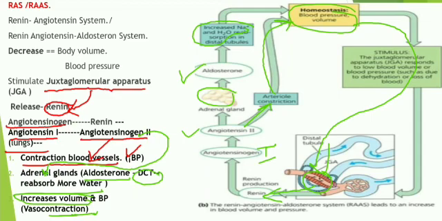juxtaglomerular cells and inhibits the release of renin, and there is no further process, so again urine becomes diluted, and this is the main interesting concept of the RAS system.